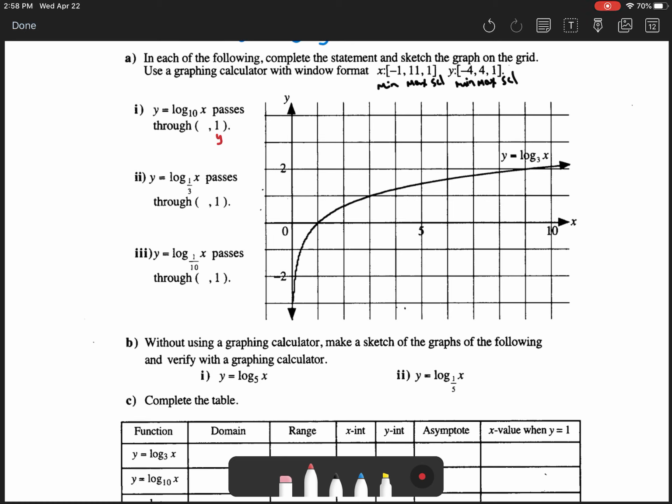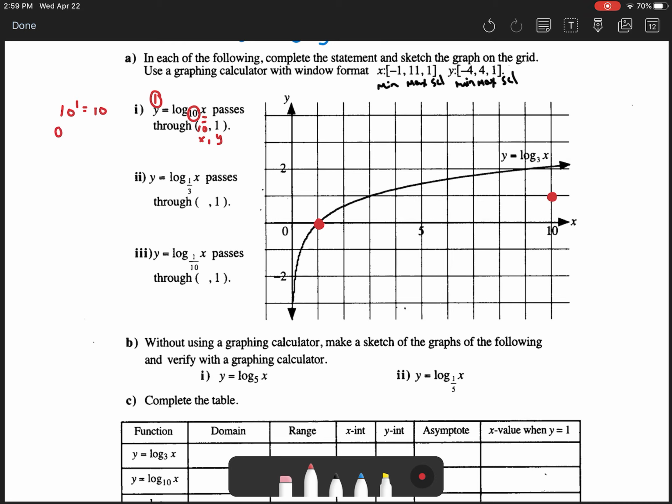Our first graph here says y is equal to log base 10 of x, and it's going to pass through what, 1? This value that they give you is the y-coordinate. So that would be like me replacing that y with 1. When I go into exponential form, 10 to the exponent of 1 will equal the argument, or the x value. So 10 to the exponent of 1 is 10. That has to be the x-coordinate. So log base 10 of x is going to go through (10, 1). Go all the way to 10 and then up 1.